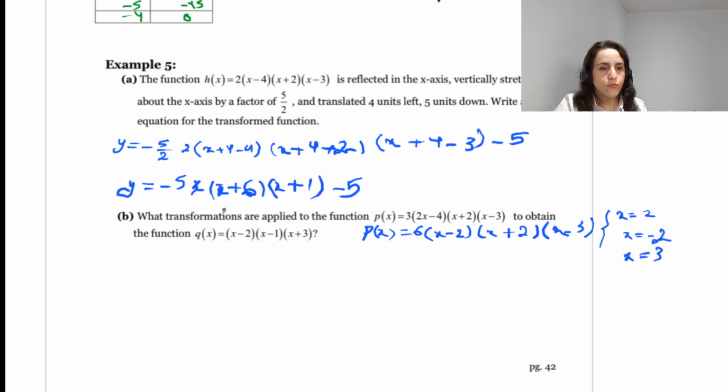How about the roots for the other one? The roots for the other one, I'm just writing under, maybe x is equal to 2, 1, and negative 3 for this function.